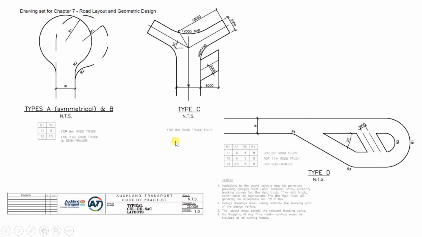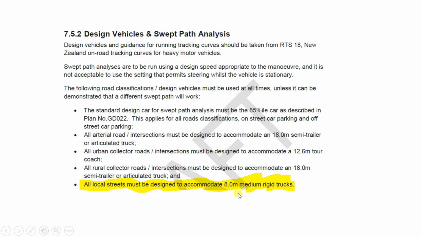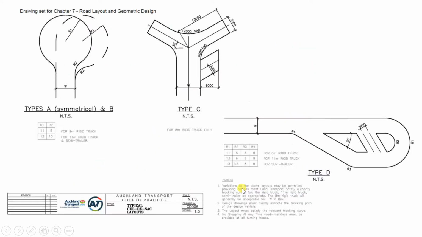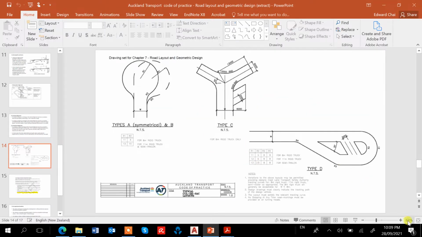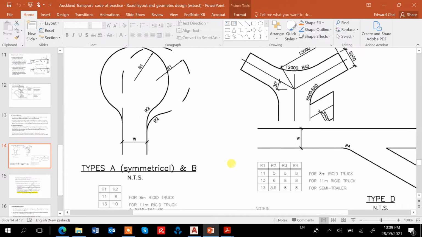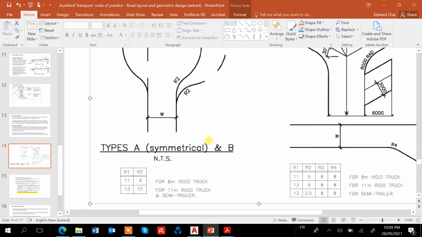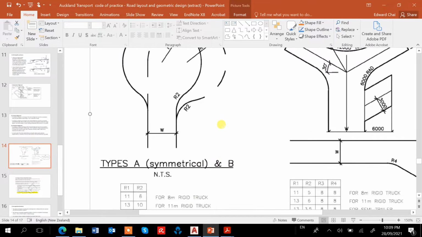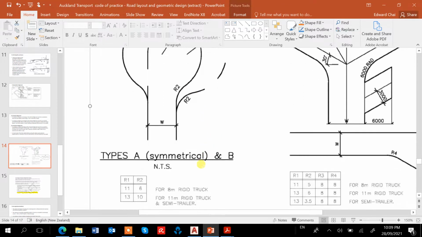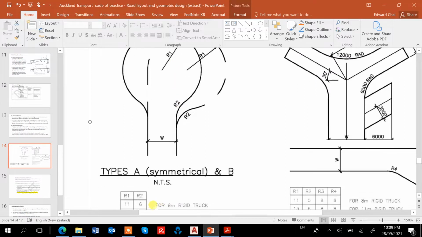Okay, so the design vehicle for these local roads, I think it's just a medium rigid truck. So the curvature, according to this one, for the medium rigid truck, I don't know whether you can see or not. Let me make it bigger. So for the medium rigid truck, this is a kerb set, the end of the road. For the medium rigid truck, R1 is supposed to be 11, and then R2, which is the radius of the curvature, is about 6 meters.